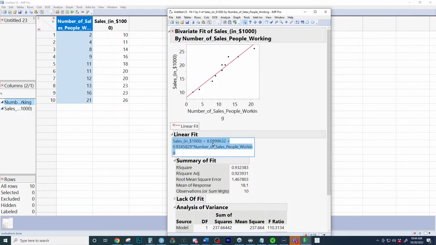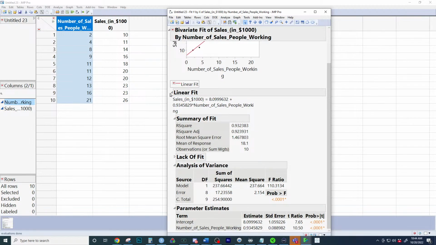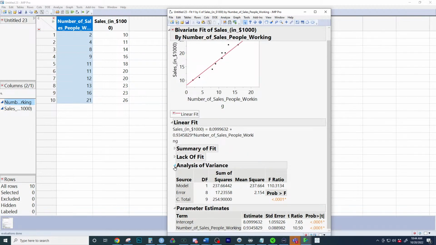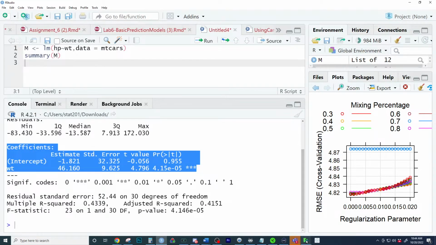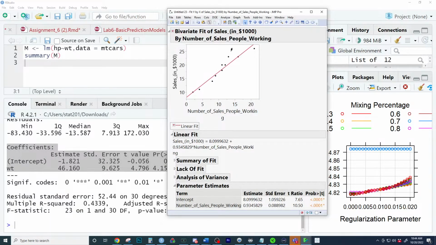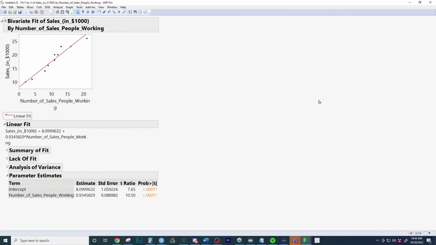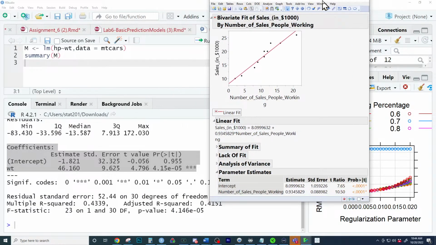The equation of the line is found right here. This is the intercept, and this is the slope. That's the x variable name. That's the y variable name. Remember just a moment ago when I said everything you're doing inside of JMP is done in the other classes? I was showing R just a moment ago, and that output on the screen that I've highlighted on the left is the same output inside of JMP right here.